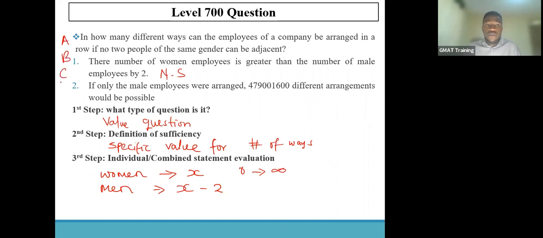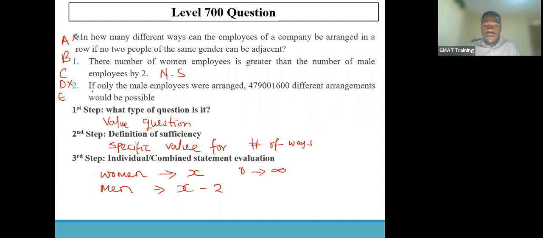Then we have to cancel out choice A and choice D, because the first statement is insufficient. Its insufficiency follows from the fact that we have so many values for the women as well as the men, which means we can get so many different ways of arranging the people in a row. The requirement is that we need just one specific value for this number of ways.